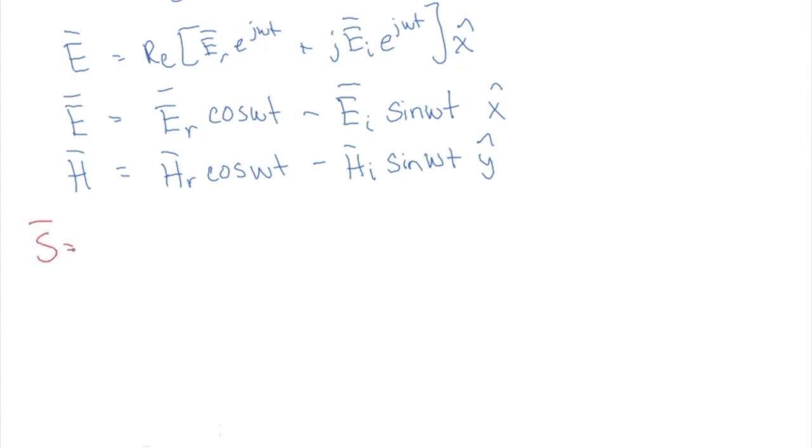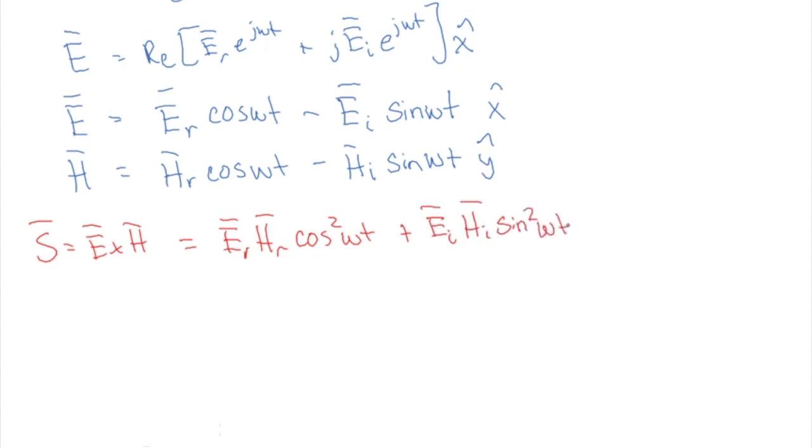So we can now describe our Poynting vector as S equals E cross H. Let's get ER times HR cosine squared omega t, plus EI times HI sine squared omega t, and then minus ER times HI cosine omega t sine omega t, and then minus EI times HR cosine omega t sine omega t.